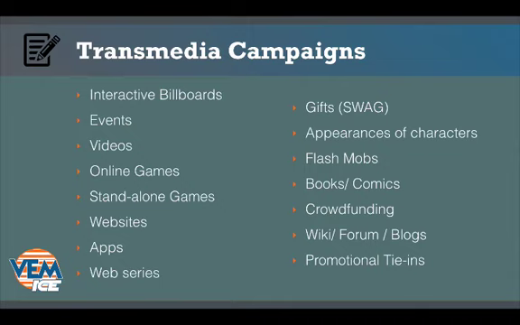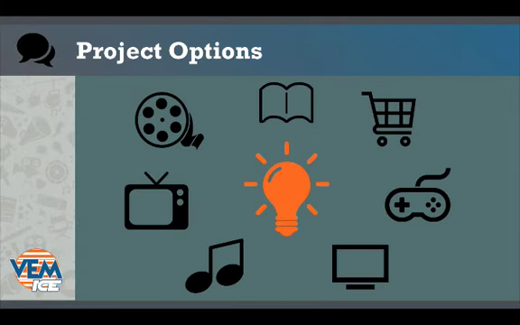Here are some examples of some different media platforms that you could utilize for transmedia campaigns. This includes interactive billboards, events, videos, online games, standalone games, websites, apps, web series. You can always have swag or gifts, appearance of characters at events, flash mobs, books and comics, crowdfunding, wiki, forum and blogs, and promotional tie-ins. So, do you think your story would be best told in a different vehicle than you originally thought?